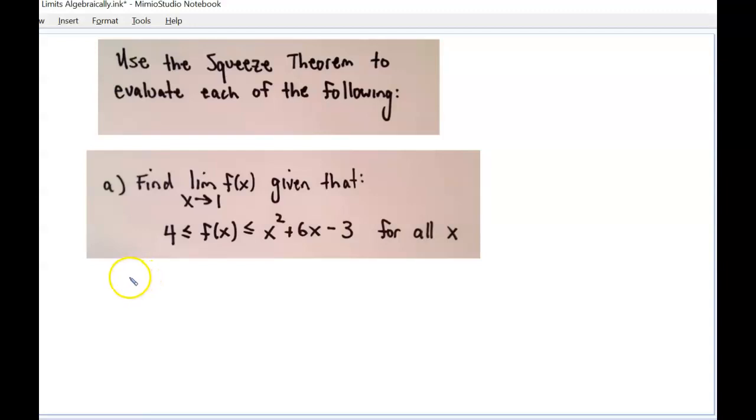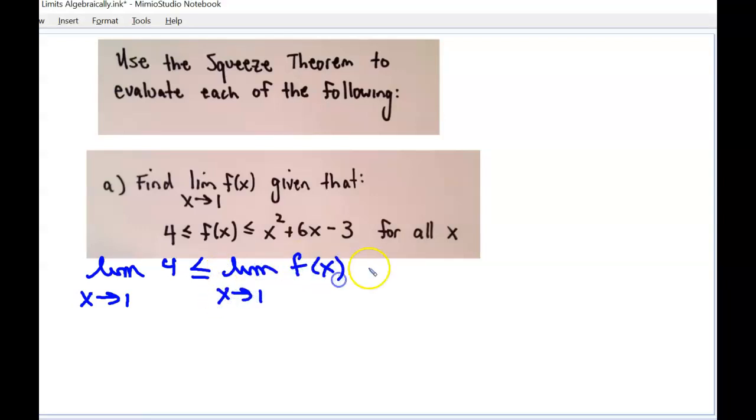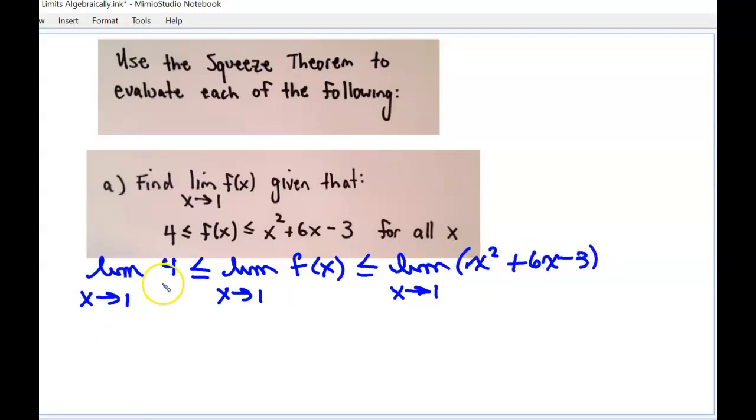So I want to basically find the limit of all three of these things in the inequality as x approaches 1. So it's going to be the limit as x approaches 1 of 4, which has to be less than or equal to the limit as x approaches 1 of f of x, less than or equal to the limit as x approaches 1 of x squared plus 6x minus 3. Well, the limit of a constant is a constant. It's going to be less than or equal to the limit as x approaches 1 of f of x.